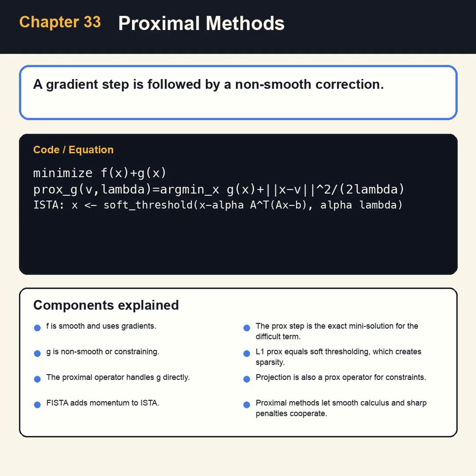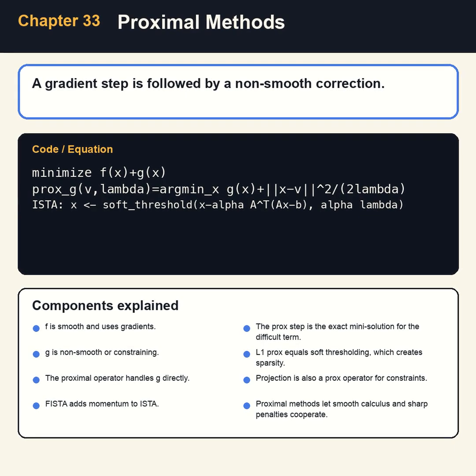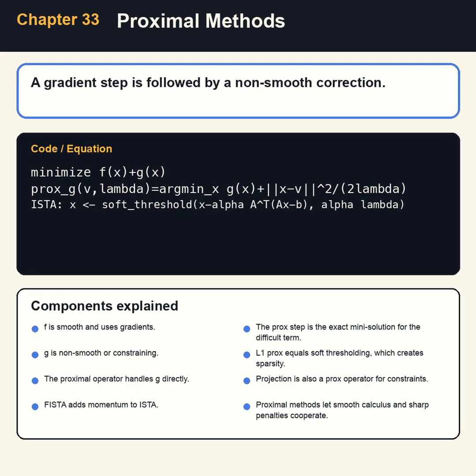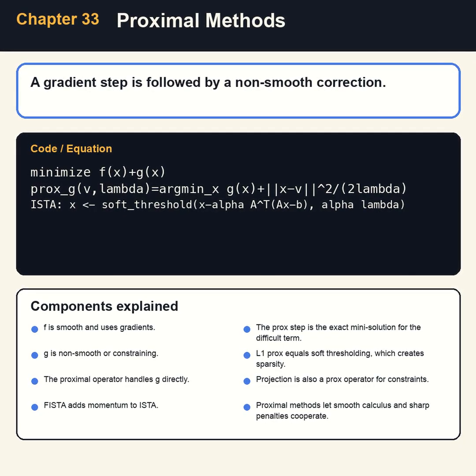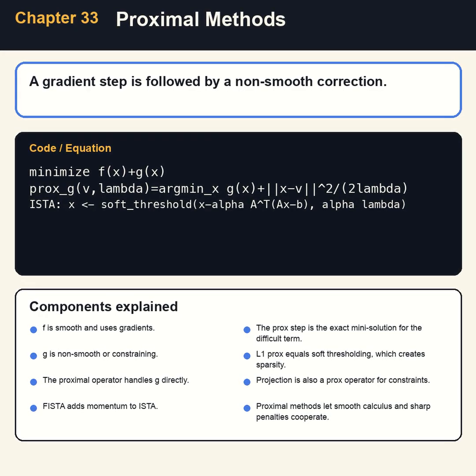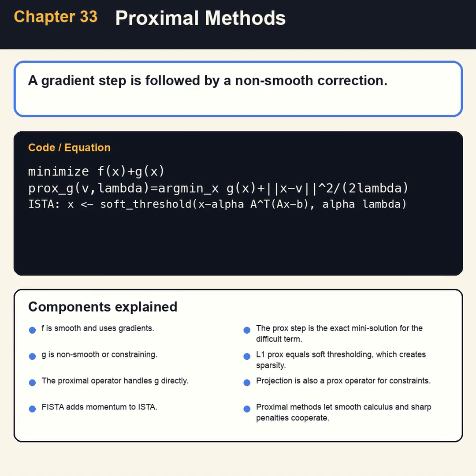Proximal methods. Real-world analogy: step freely, then project or correct back into the valid region when a sharp rule or constraint is waiting. First take a gradient step on the smooth part, then the proximal operator handles sparsity, constraints, or other non-smooth penalties. Proximal methods are the peace treaty between gradients and non-smooth rules.